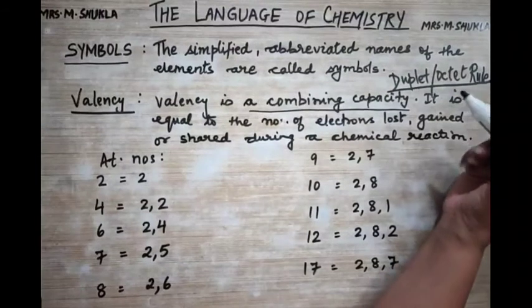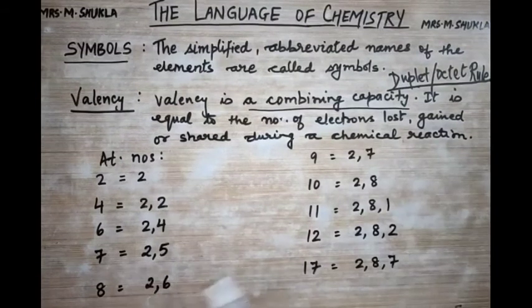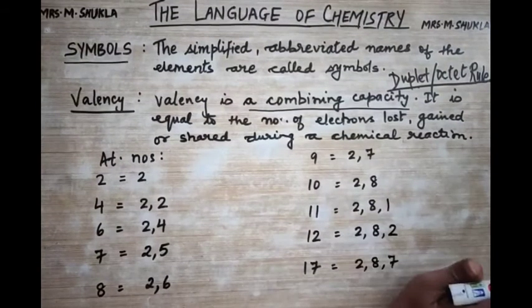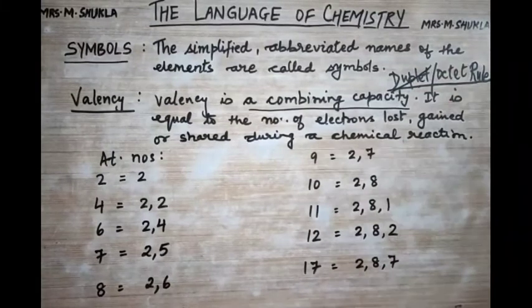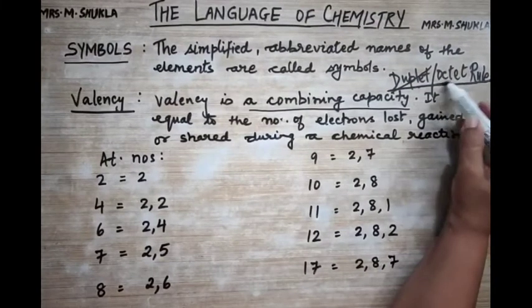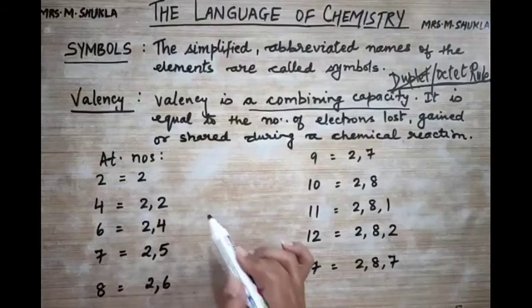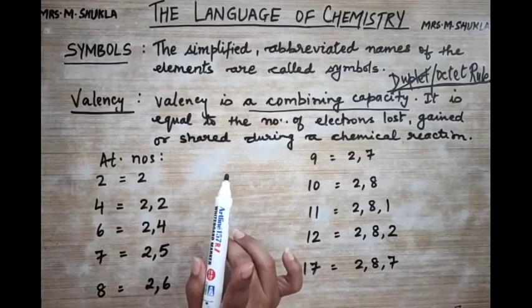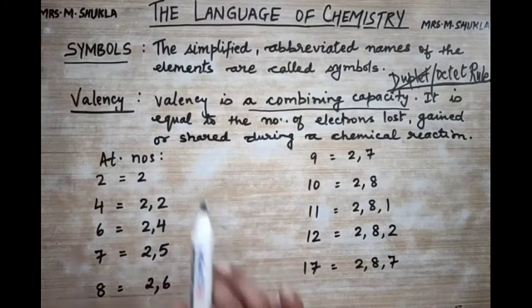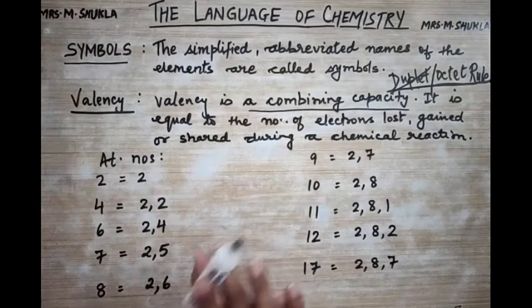That in the first shell there should be 2 electrons. Let's check. All the first shells, they have 2 electrons. That means they follow the duplet rule. So cancel this out. Now let's talk about what is an octet rule. What do we mean by octet rule? That the last shell, that is the valence shell, should have 8 electrons. Correct? If the valence shell has 8 electrons, that means that particular element is stable.